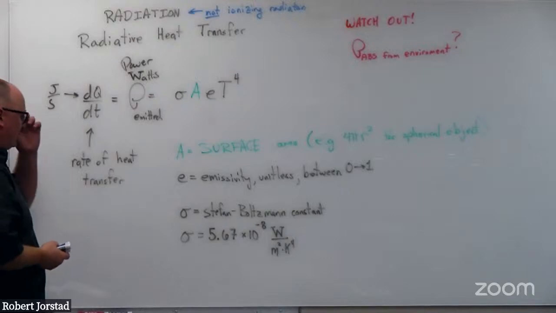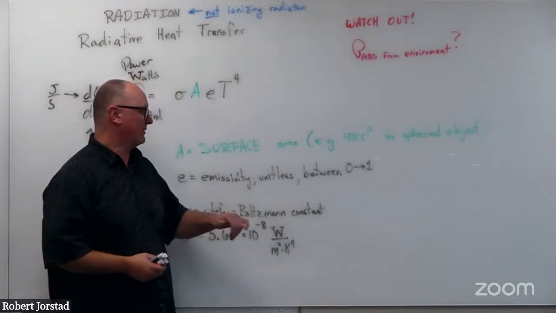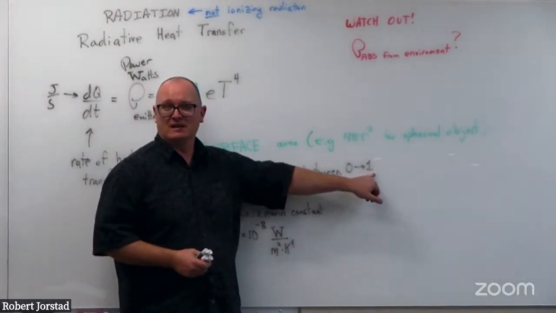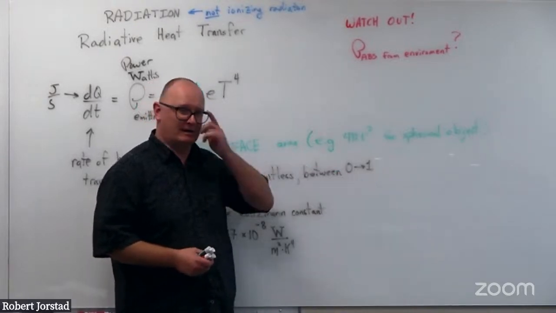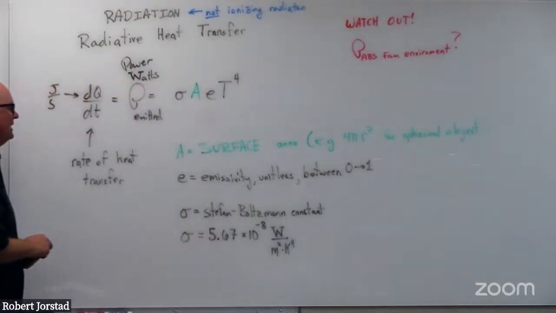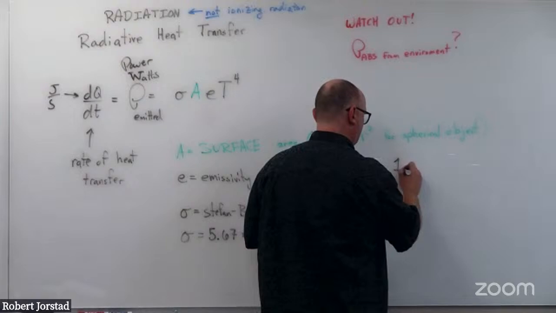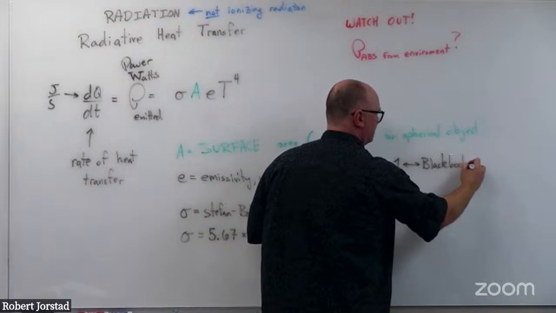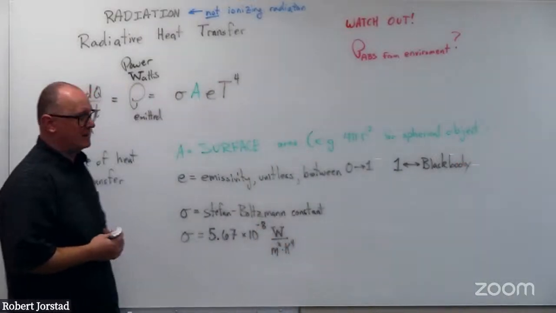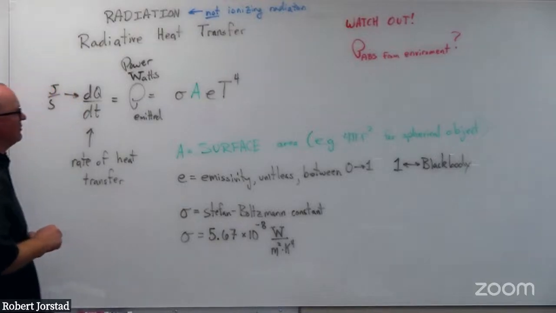Now, things that are good radiators will have an emissivity close to 1. Things that are bad radiators will have an emissivity close to 0. And so in this case, if something has an emissivity of exactly 1, we call it a black body. It's a perfect radiator. All right, so enough on that. We'll do worked examples later.